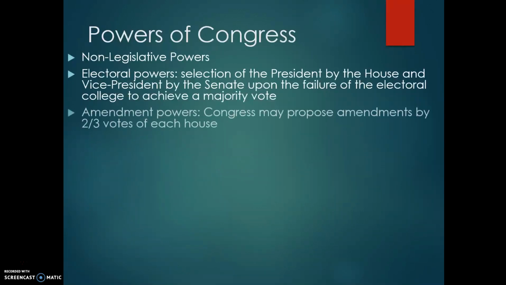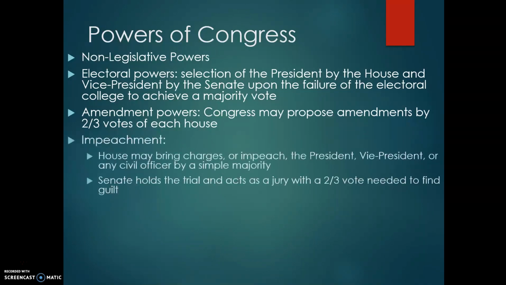Non-legislative powers. Amendment powers: they can start the amendment process with 2/3 votes. Impeachment: again, you need to remember that the impeachment process starts in the House. Charges must be brought in the House. Then the Senate conducts the trial. If the trial involves the president or vice president, then the Chief Justice of the Supreme Court is the one who's going to oversee the trial. If not, the vice president will oversee the trial.